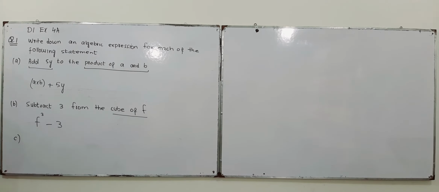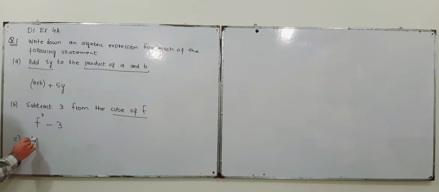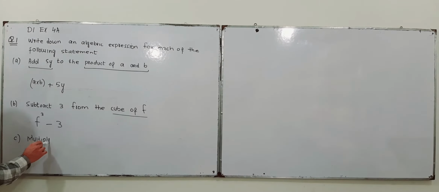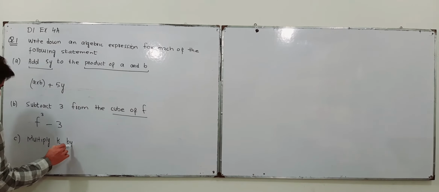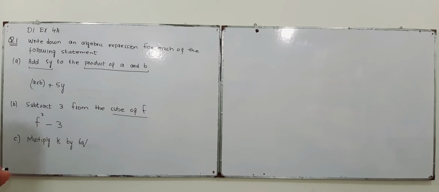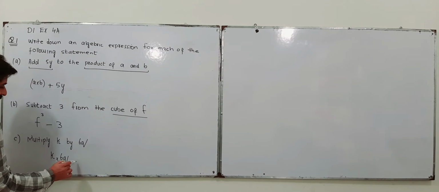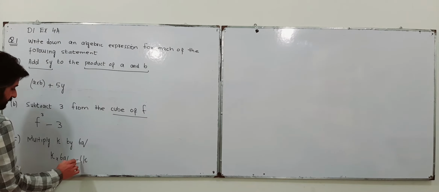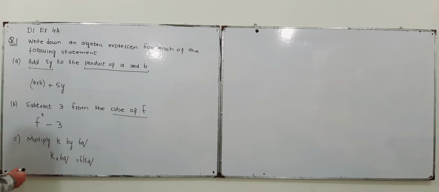Part C says multiply k by 6q. So we need to simply multiply k by 6q, that is k times 6q, and that is your answer. You can write it 6k cube. That was simple.